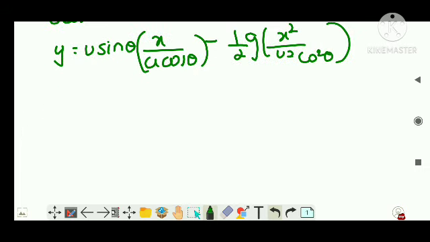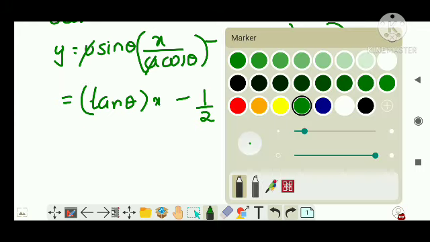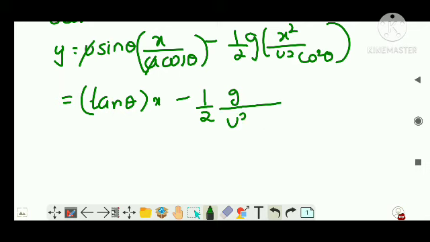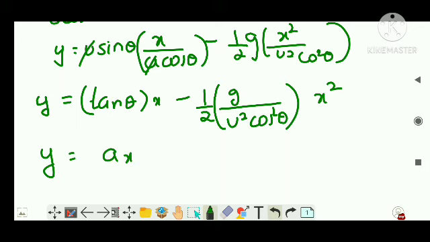Now I can cancel u. Sin theta by cos theta is tan theta, so I will write it as tan theta x minus half g divided by u squared cos squared theta into x squared. That is your y. Now for a parabola path equation, it is ax plus or minus bx squared, right? That means in place of a you have tan theta, and in place of b you have half g by u squared cos squared theta.